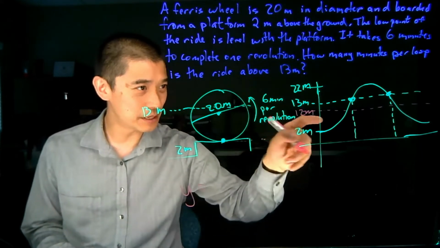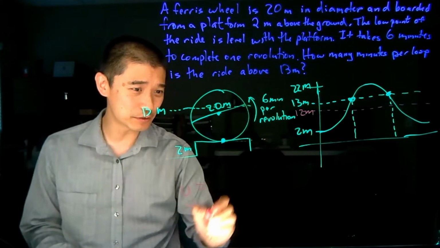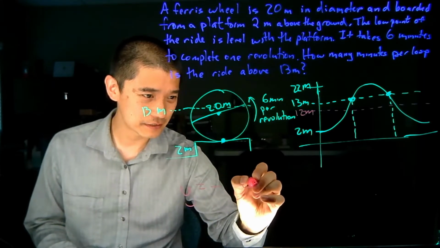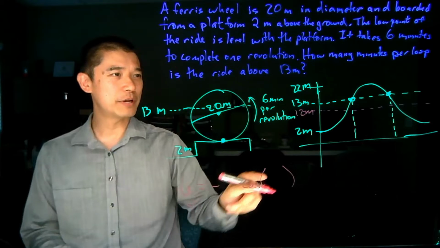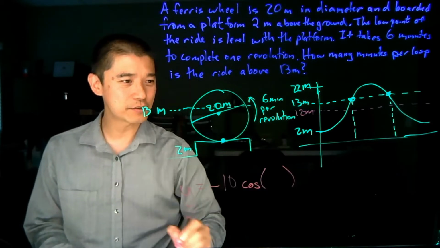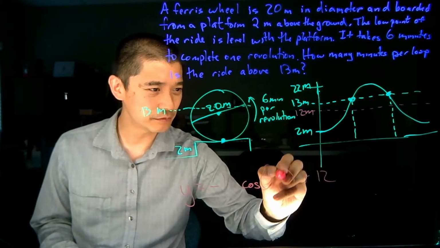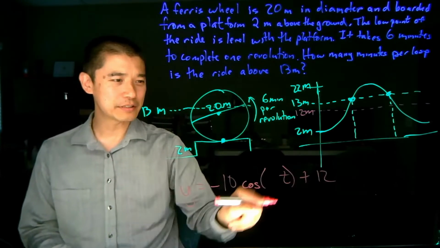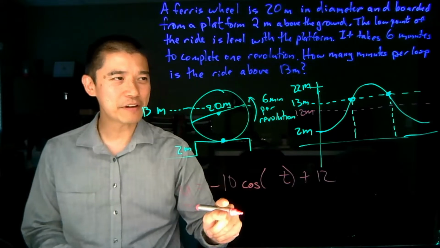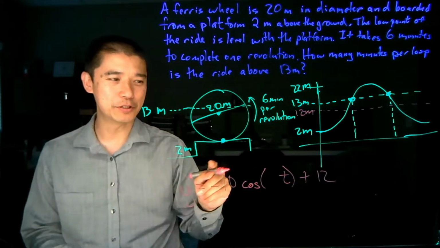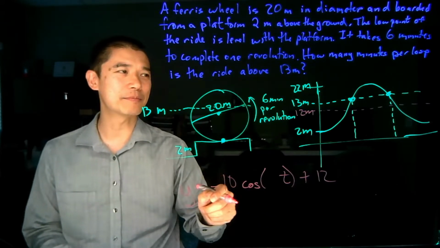And they're going to have a graph that starts from the bottom, so it's going to be a negative cosine. And we have our amplitude was 10, so negative 10 cosine something. The midline was 12, so this will be a plus 12. And now we need to figure out that b value. And again, remember, the b value is not the same as the period. We use the period to get it, but they're not the same thing.